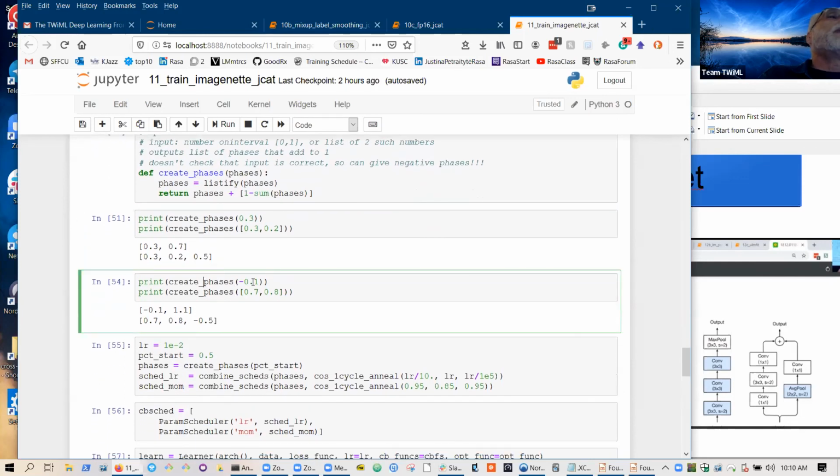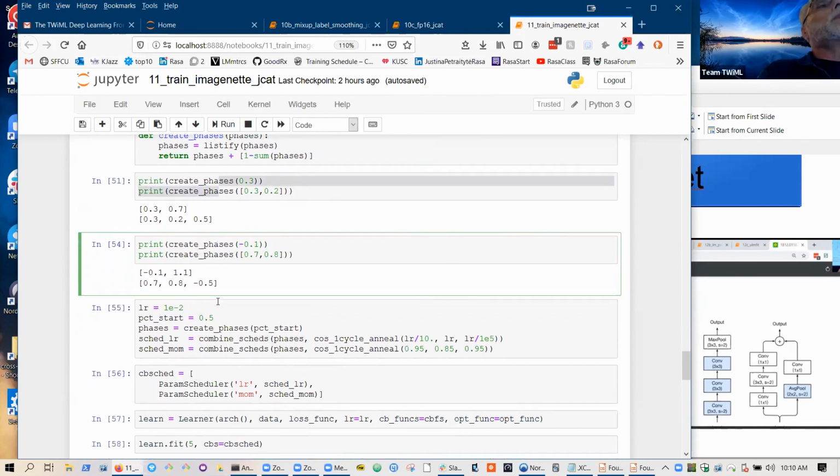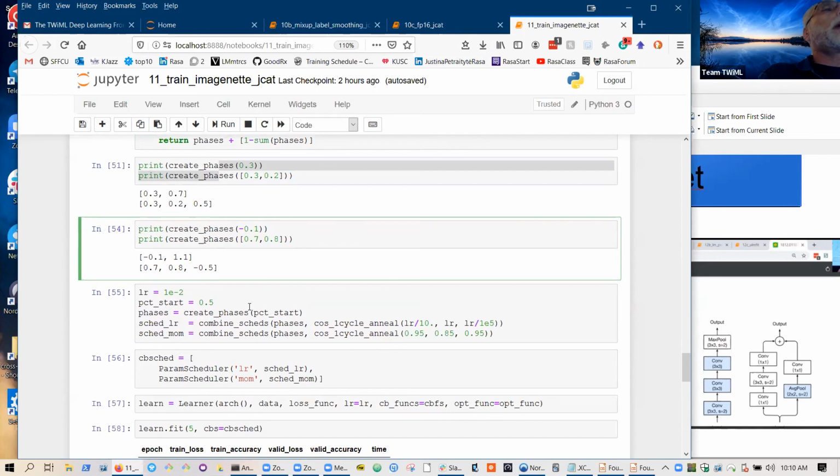It doesn't know that these phases have to be positive; all it knows is they have to add up to 1. So if you give it a phase of -1, it will give you the second phase of 1.1, so they all add up to 1. The same thing if you give it a list of 0.7 and 0.8, which add up to 1.5: it will say the third phase you need is minus 0.5, and that makes them all add up to 1. So it's just a nice little function that helps you to create a learning schedule.